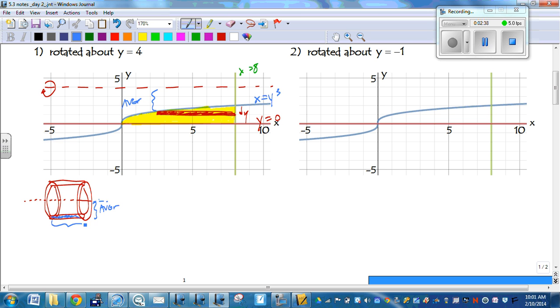The height of the cylinder, of that shell, is basically the height of that rectangle. It's kind of on its side, but this is going to be our height. And we know the thickness is always going to be either dx or dy. So there are three things we need: average radius, height, and thickness. We know the thickness is going to be dy, which means everything else has to be in terms of y. Now when we rotate around just the x-axis or y-axis, our average radius is always just x or y. But when we rotate around a line, it's a little more complicated, but not much.